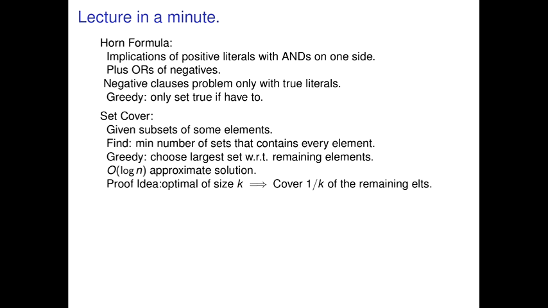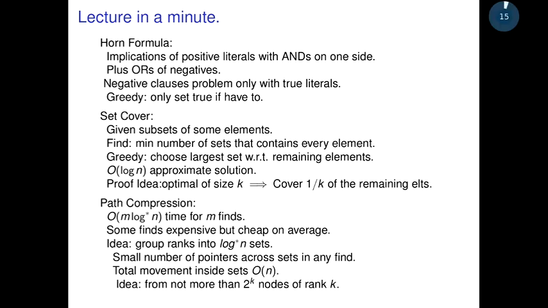We're going to say choose the largest set that contains an element, and we're going to prove that this works. It gives an order log n approximate solution. This one we're not going to find the optimal, but we're going to find a solution that is within a log n factor of optimal. The idea is that if there is an optimal of size k, you cover at least 1 over k of the remaining elements. From this idea, we can construct the approximation. And then we're going to do this crazy path compression thing.